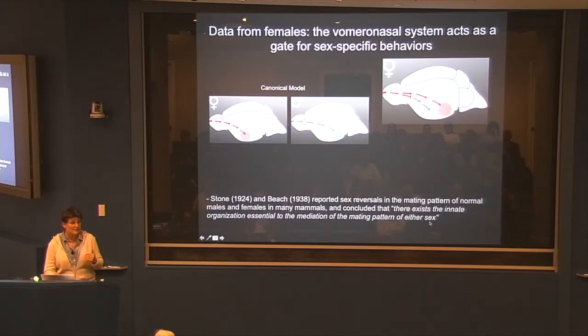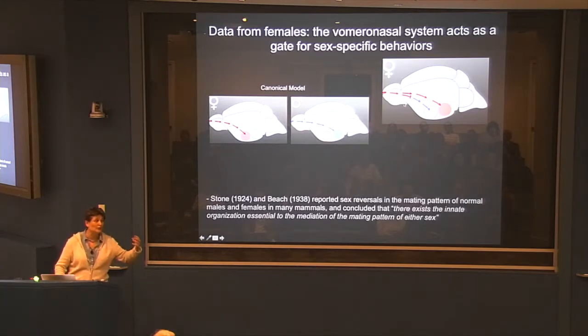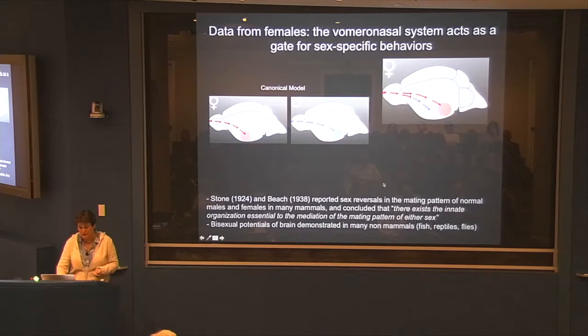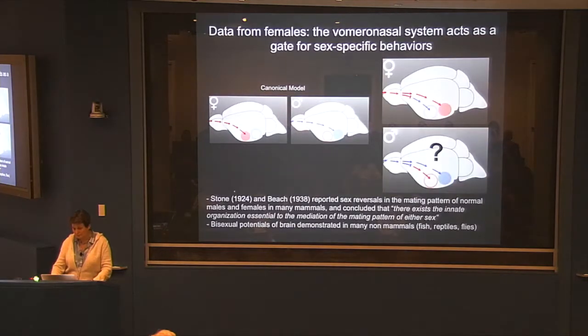So the idea is that maybe there's something intrinsically bisexual in at least some portion of the brain, and the role of the hormonal system, or maybe other sensory modalities in other species, is to make sure that males most of the time behave like males and females most of the time behave like females. Now, interestingly, the bisexual potential of the brain was demonstrated already very convincingly in many non-mammalian species, in particular in fish, in reptiles, in flies. So this seemed to be a very conserved part of the brain. So what we would like to know is, how does that work?